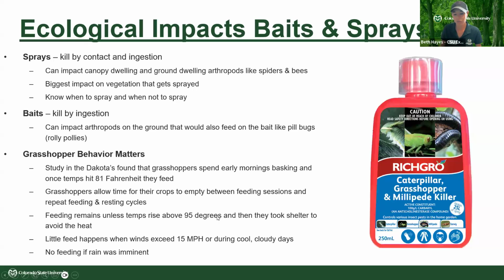And then when you're thinking, okay, I'm going to use bait or sprays, you have to know when to use them based on grasshopper behavior. A study in the Dakotas found that grasshoppers spend their early mornings basking and just hanging out. They're not eating, they're not actively moving until it hits 81 degrees, and then they start feeding. This is because grasshoppers don't have a really great way to thermoregulate. So they have to go out and bask like a lizard or a snake for a while to get up and moving and get their joints moving.